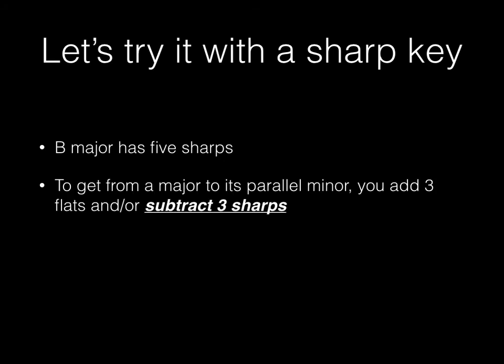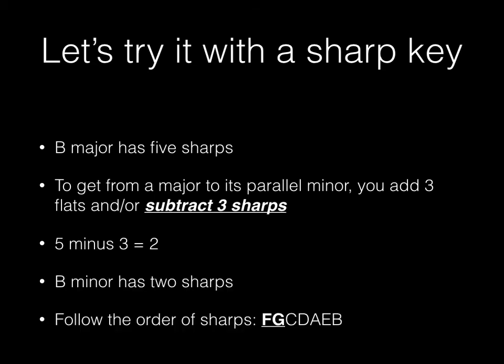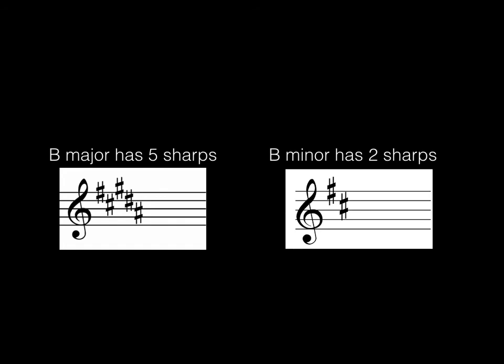Now let's try it with the sharp key. B major has 5 sharps. To get from major to its parallel minor, you're going to add 3 flats and/or subtract 3 sharps. 5 minus 3, we're subtracting 3 sharps, equals 2. So B minor will have 2 sharps, and if we follow the order of sharps, those would be F and C. So if B major has 5 sharps, and we take out those last 3, B minor will have 2 sharps, and those will be F and C.